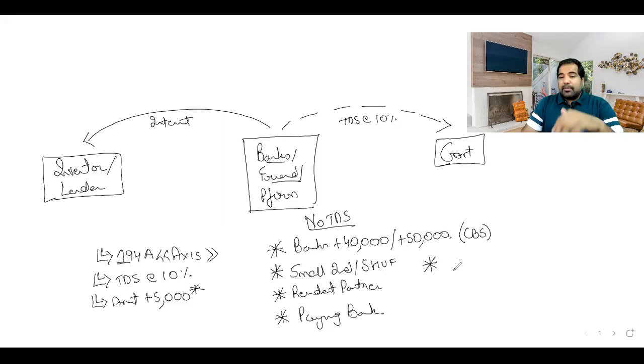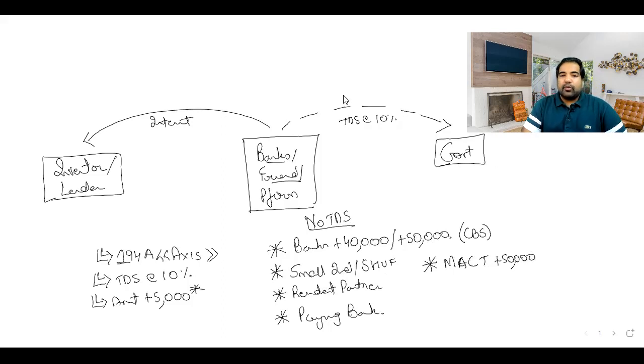And guys, sometimes in a motor accident, a compensation is given to you through the Motor Accident Claims Tribunal. In that case, if the amount is up to 50,000 rupees, there will be no TDS. Only if it's above 50,000 will there be TDS.